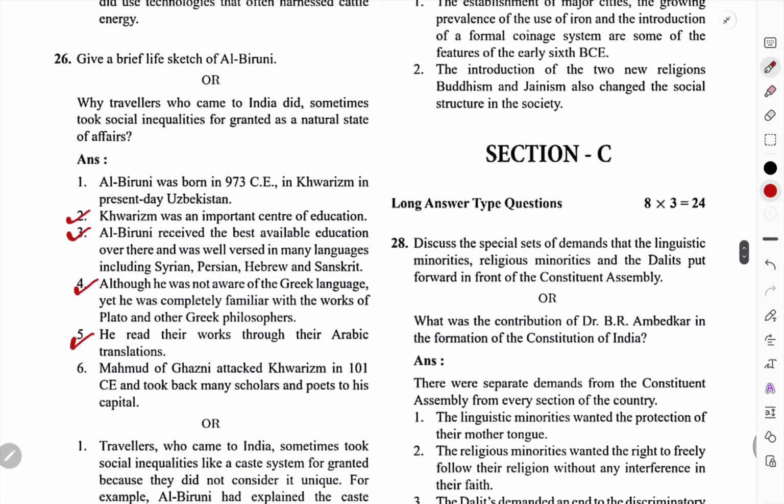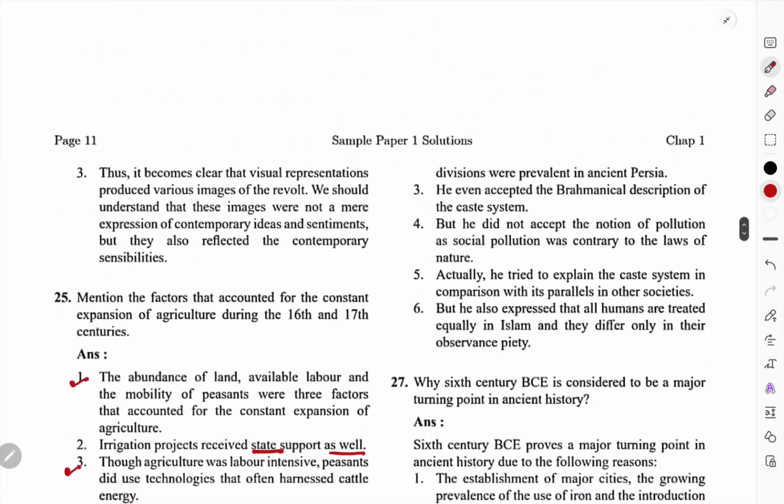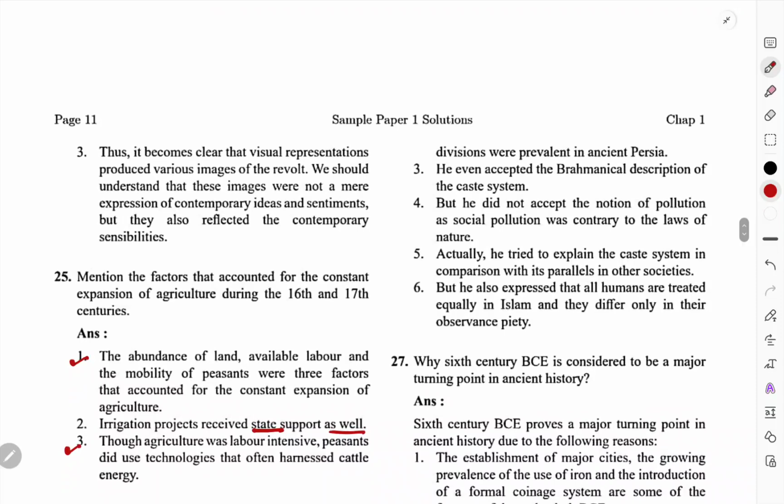Now, travelers who came to India sometimes took social inequalities for granted as a natural state of affairs. Travelers who came to India sometimes took social inequalities like the caste system for granted because they did not consider it unique. For example, Al-Biruni explained the caste system in India. He did not consider it unique as such. Social divisions were prevalent in ancient Persia. He even accepted the Brahmanical description of the caste system, but he did not accept the notion of pollution. Social pollution was contrary to the law of nature.